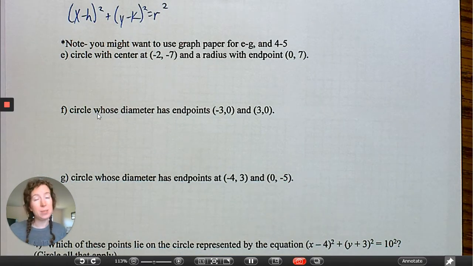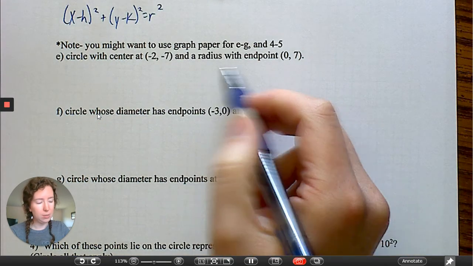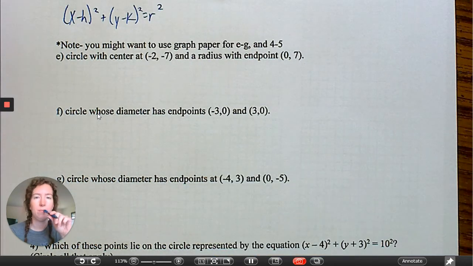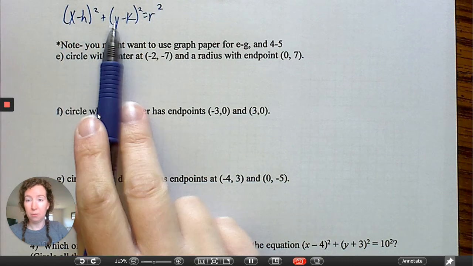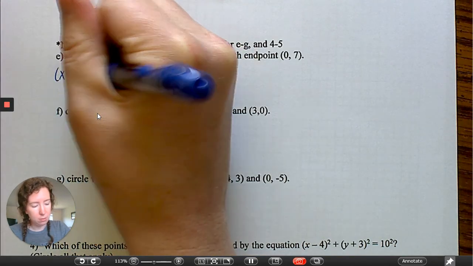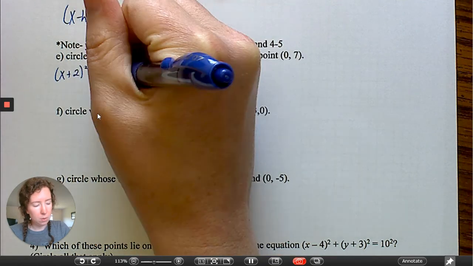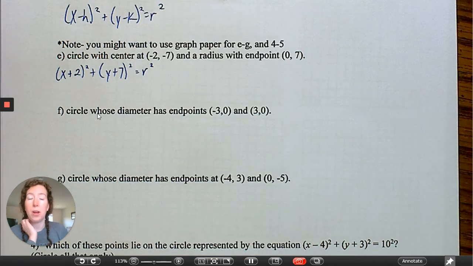So we still need the center, we still need the radius. We have a circle that has a center at -2, -7, and the radius with an endpoint of 0, 7. So they're giving us the center, but they're not specifically telling us how long the radius is. We can start by filling in the first part of the equation. We get (x + 2)² + (y + 7)² equal to some r squared, which we don't know yet.